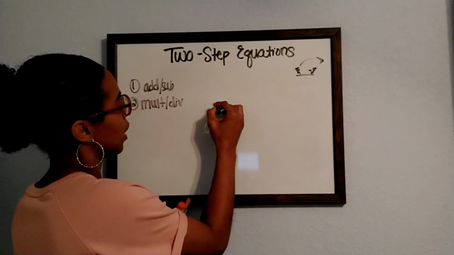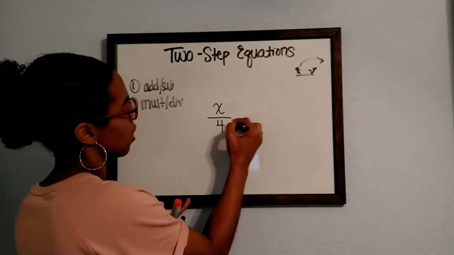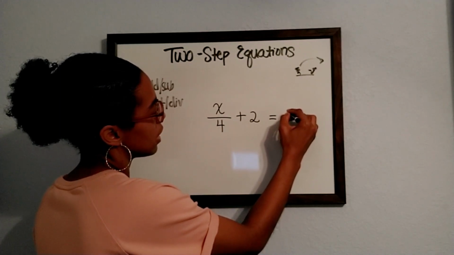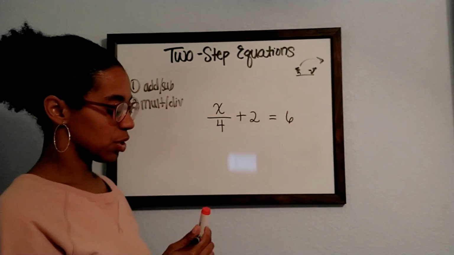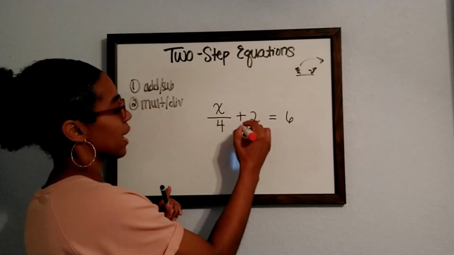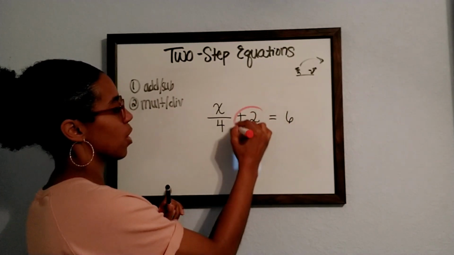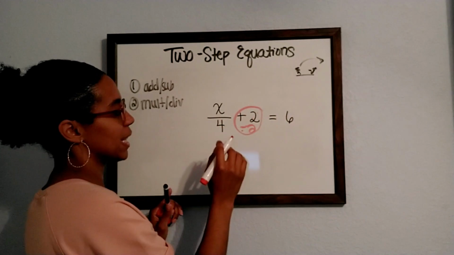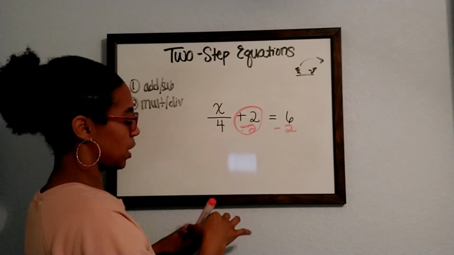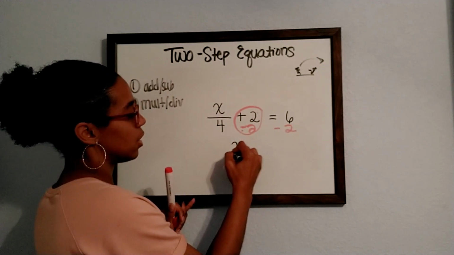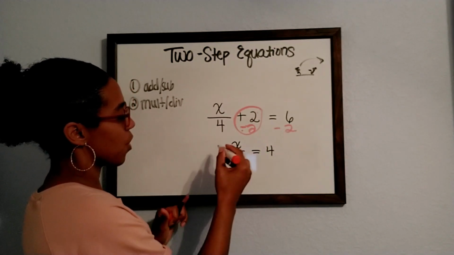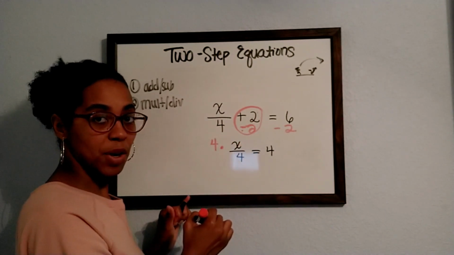Let's say we have x divided by 4 plus 2 is equal to 6. Okay? So we're going to do it with division and addition. Same thing. First step, add or subtract. Since I have a positive 2, I need to make 0, so I'm going to apply a negative 2. I'm going to subtract 2 from this side as well. And now this is going to leave me with x divided by 4 is equal to 6 minus 2, which is 4. Since I'm dividing by 4, I'm going to do the opposite and multiply both sides by 4.